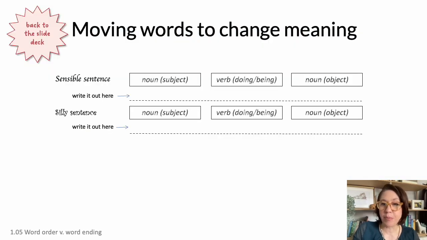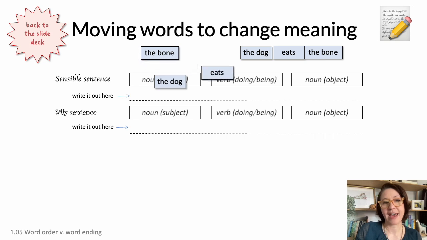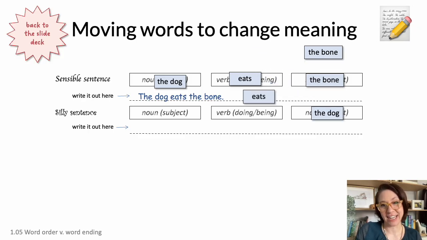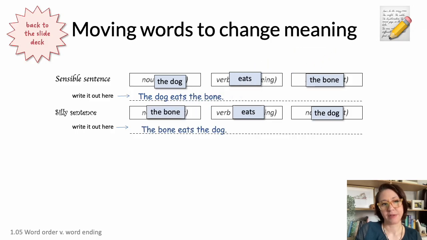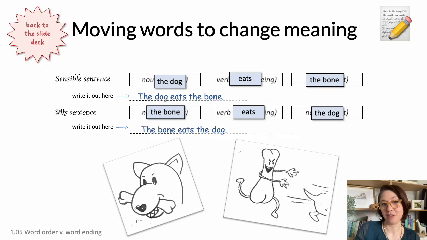So get the student to pick one of the sentences in duplicate from the worksheet and cut out all of the words. First, stick the words in sensible order and copy out the sentence. Then repeat, but with the nouns in silly order. Then to really drive the point home, the students then illustrate the two different sentences. The dog eats the bone; the bone eats the dog.